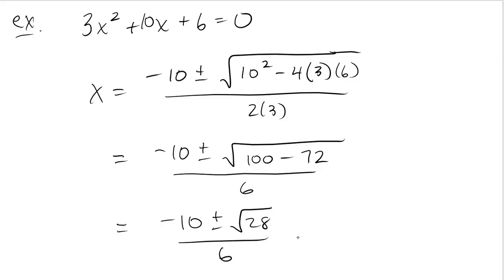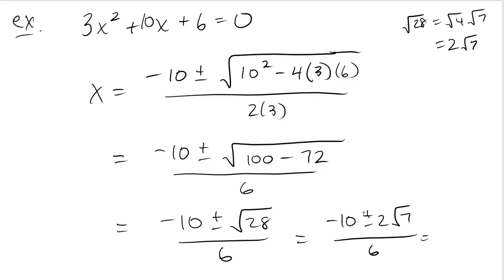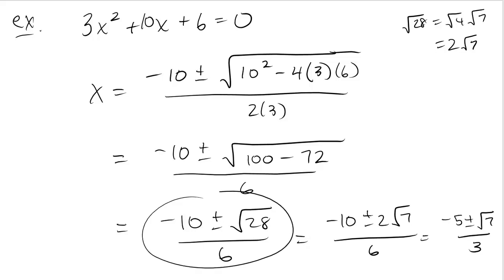And so just to remind you how to do that, the square root of 28 can be rewritten as the square root of 4 times the square root of 7, and the reason we would do that is that the square root of 4 is 2, so that's 2 root 7. And now we can reduce everything by a factor of 2. In the age of the calculator, I don't think there's anything wrong with this as a final answer.